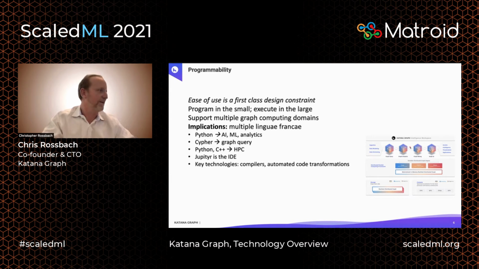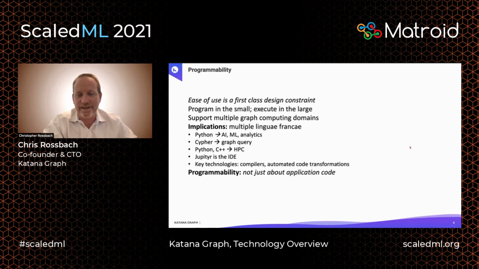So I also want to talk about another facet of programmability, which is that programmability is not just about application code. I think that's the thing that comes to most of our minds first when we think about programmability. We want programmers to be able to write their algorithms as quickly and easily as possible. But ultimately, programmability is not about application code alone. It's also about a number of other dimensions like deployment. And Katana's system adheres to a number of best practices that many of us have come to understand and use in the distributed computing community around infrastructure as code.